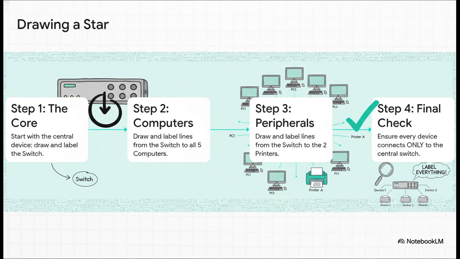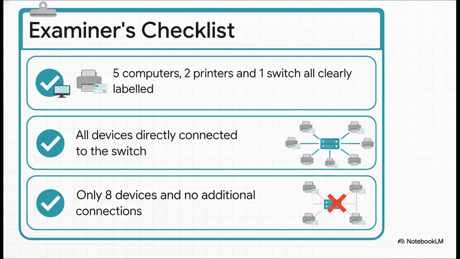It's that simple. Now, this is where it gets interesting. We get to peek behind the curtain and see the examiner's actual checklists. This is literally from the mark scheme. So you get 1 mark for having all 8 devices drawn and clearly labeled. You get your second mark for making sure they're all connected directly to the switch and nowhere else. And that third mark? You get that for not drawing any extra random connections. See? It's just a case of following their rules.